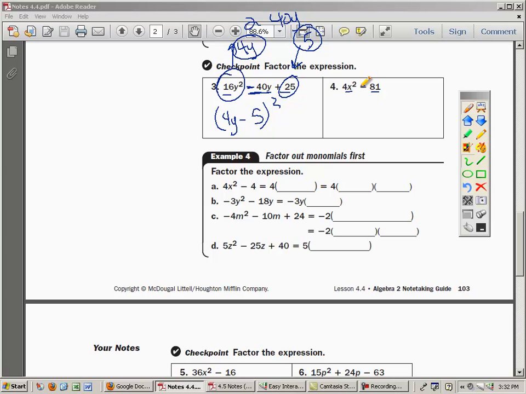What about this one? Because of the minus and that this is just two terms, that tells me this might be that difference of squares pattern. What did I square to get 2x squared? I'm sorry, 4x squared? I'll say it right. I must have squared 2x. And what did I square to get 81? Well, I must have squared 9. So this is simply 2x plus 9 times 2x minus 9.